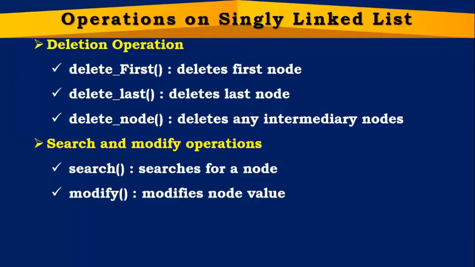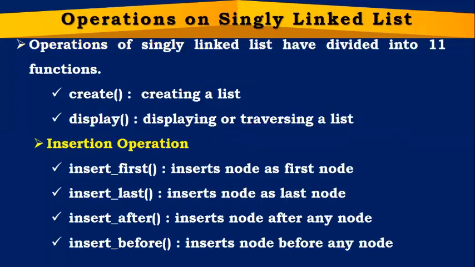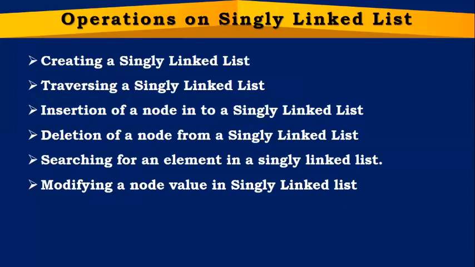Coming to the next function, the modify function, is used to modify a node value. Suppose it asks us which node value you want to modify. If I enter that node value, and if that node value exists in the list, it is going to modify that particular node value. If that node value does not exist in the list, then it gives us a message that no node exists with that value. That means all these 6 operations have been divided into 11 functions.